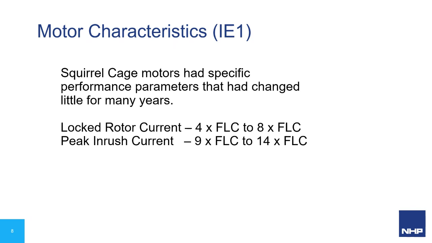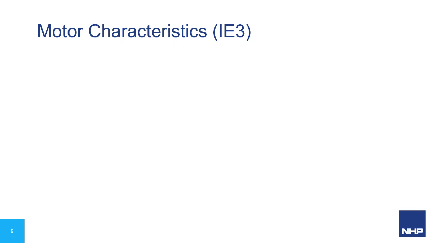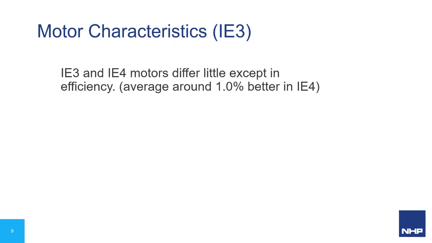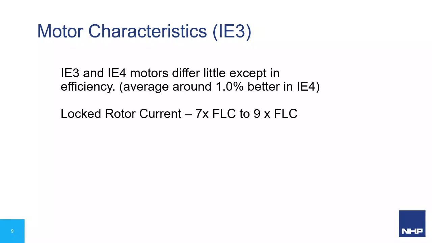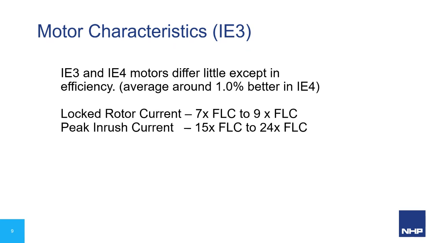They had an AP, or peak inrush current, of between 9 and 14 times full load current. Now, I've got to state right now that peak inrush current has always existed. It's just existed at a different level depending upon the characteristic of the stator and rotor. So with the introduction of high efficiency IE3 type motors, locked rotor currents went to between 7 and 9 times full load current. The peak inrush went to between 15 and 24 times full load current.